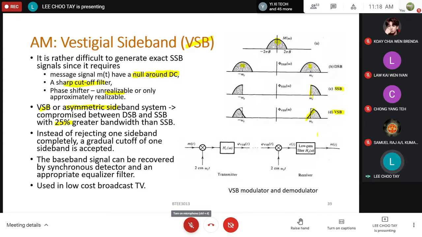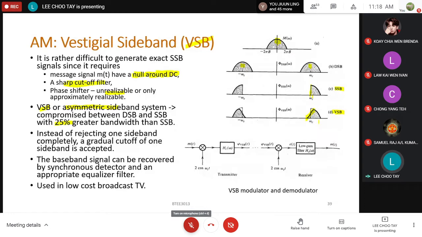Okay, so you can see that it does not actually completely reject one sideband. It allows this gradual cut off, and some of the component from the lower sideband is allowed to transmit together with the upper sideband. All right, so what about the recovery?